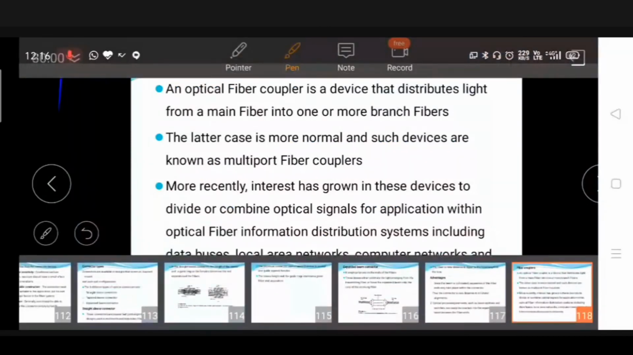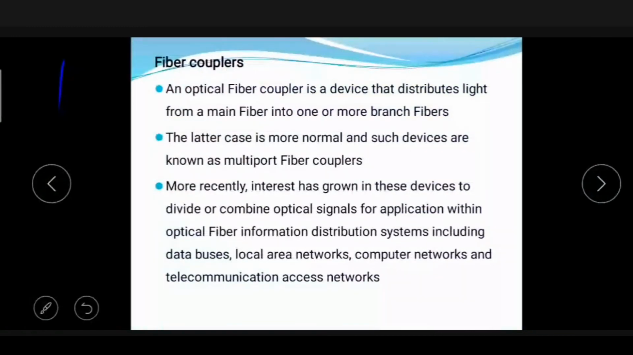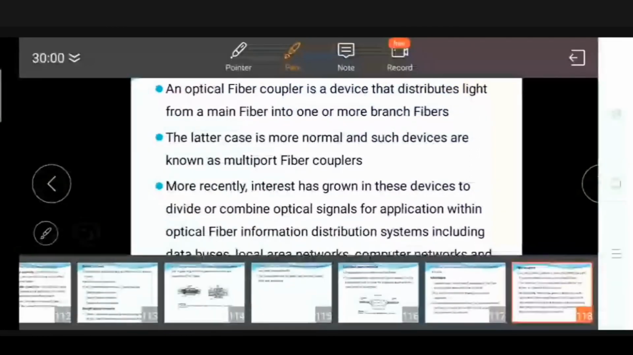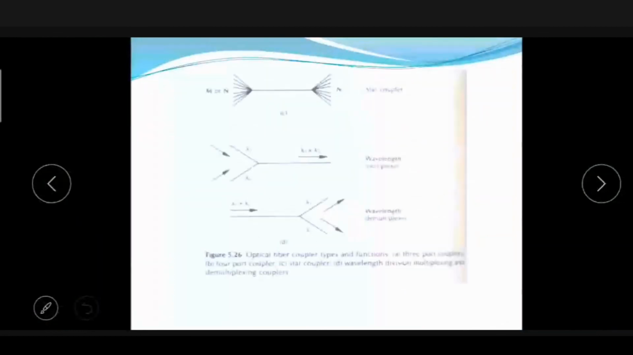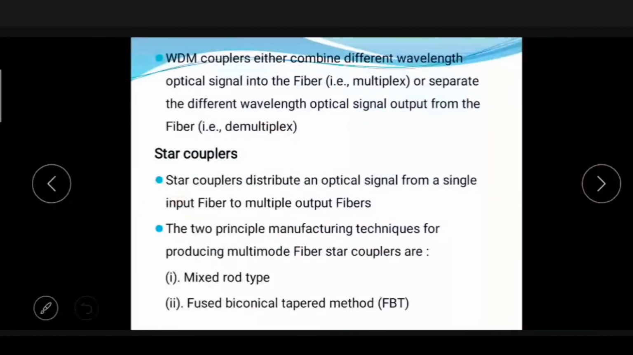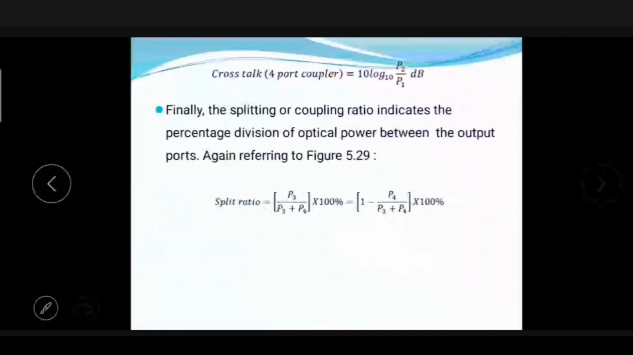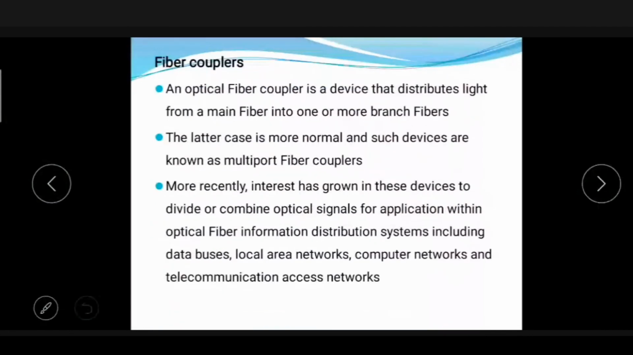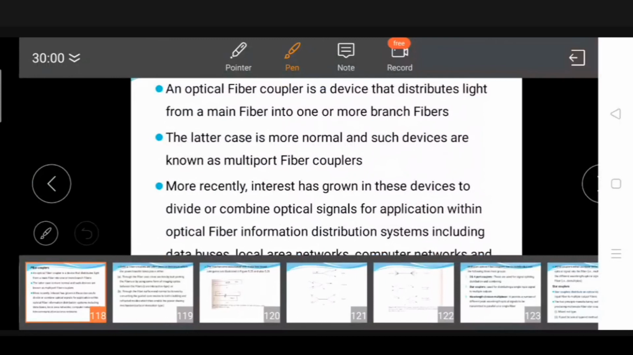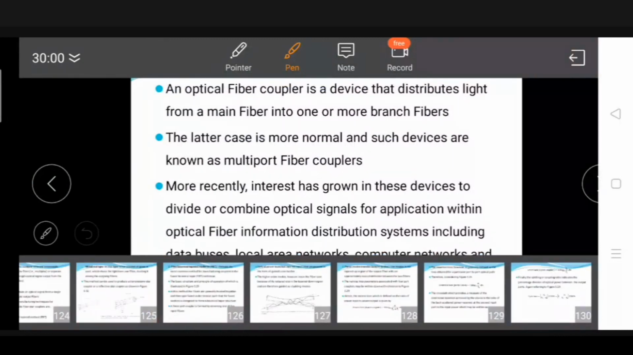One more topic is left. Most probably tomorrow I will complete this: fiber couplers, star coupler, FBT. Maybe around 12 slides we have. So it may require around 15 to 20 to 30 minutes, or even less than that.